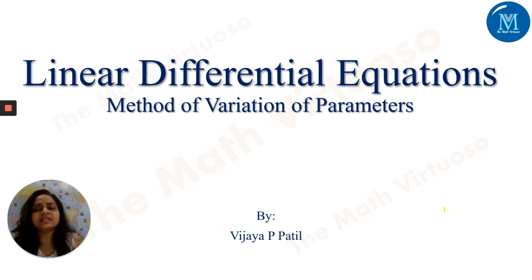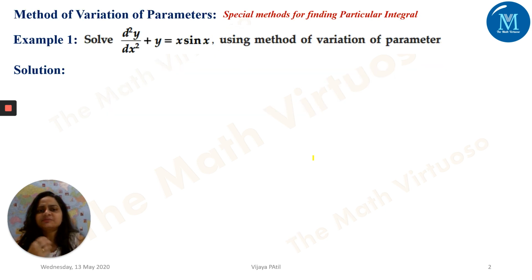In continuation with linear differential equations, we'll be going ahead with the method of variation of parameters, which is a special method for finding the particular integral of the function. That means it's a special method to find the RHS part, or the particular integral, of the differential equation. Let us go with the example d square y upon dx square plus y is equal to x sin x.